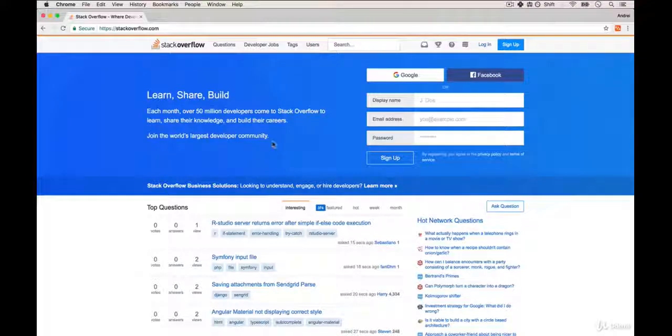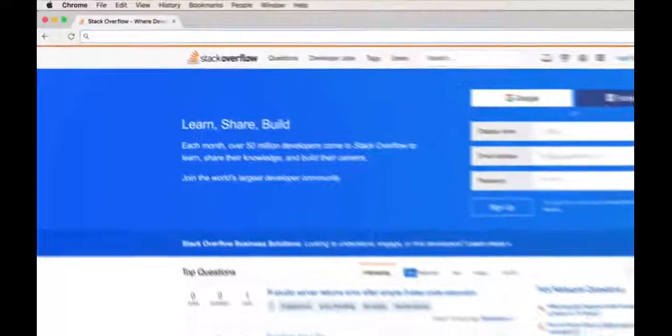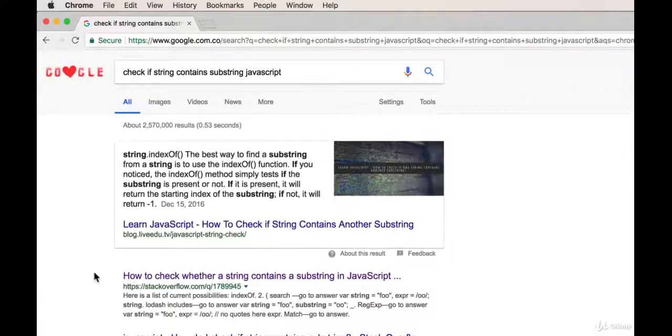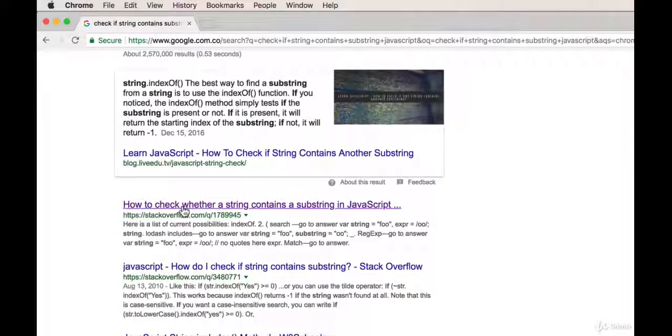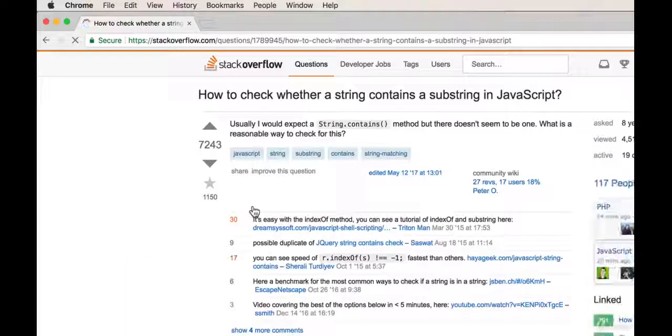I got a piece of text, which is a string, and I need to find how many exclamation marks it has. Well, I can just Google something along the lines of "check if string contains substring JavaScript." So I just Googled this, let's see what pops up, and yeah, we have a whole bunch of things, and you can see that the first 2 links are Stack Overflow. So I would click on this and see that, all right, the question is, I would expect a string.contains method, but there doesn't seem to be one.